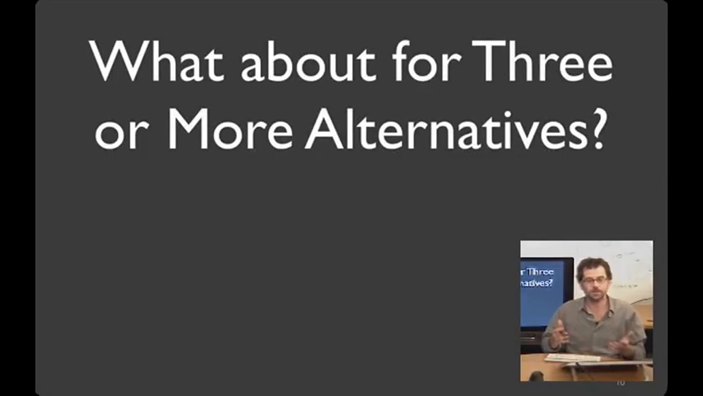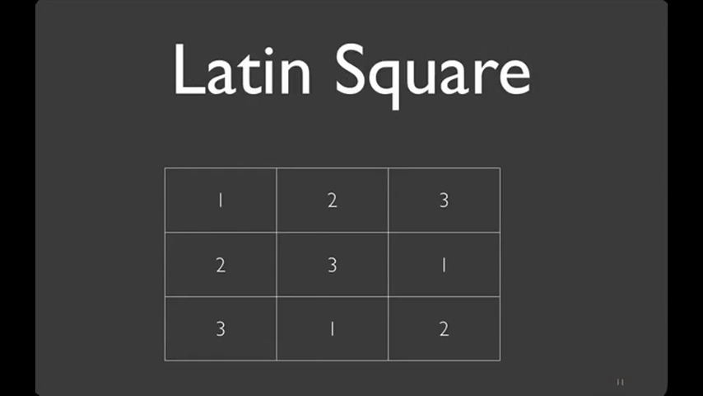But what if we have 3? With 3 alternatives, you can use something called a Latin square. I'll explain how this works with 3 conditions. It generalizes to more. In a classic Latin square design, each person is going to use all 3 conditions.